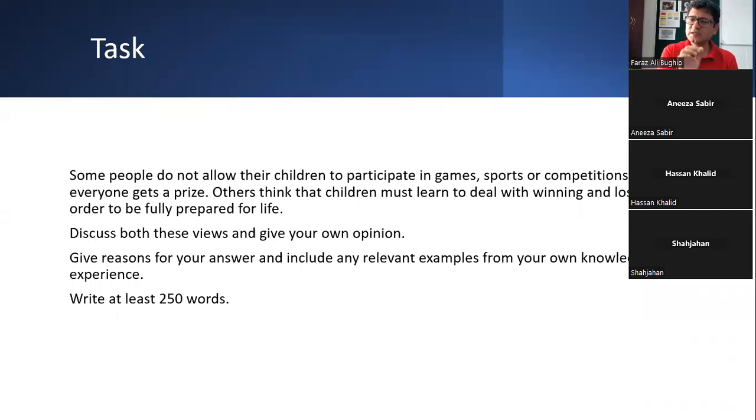For this kind of essay, I ask my students to just indicate that you will discuss both these views and will give your opinion in the end. So you will develop one opinion, you'll develop another opinion, and then in the end, you will take the side where you stand. You stand with the first one or you stand with the second one, right?